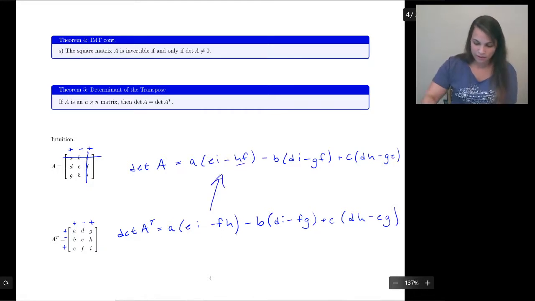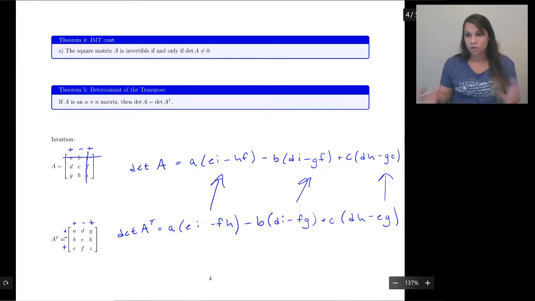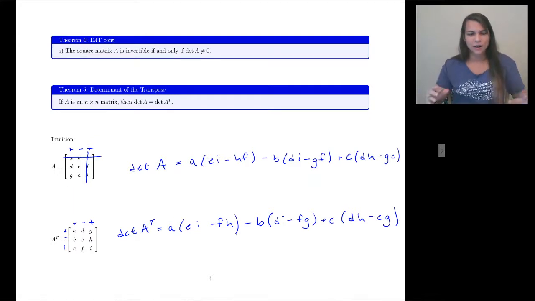The only thing that's backwards is the F times H, and that's fine because F times H and H times F are the same. Same thing for here. Your G and F are backwards and the G and E are backwards, and those are all totally fine. This is exactly the same thing. So it's not exactly a proof, but seeing this makes you think, oh yeah, I can buy that. Sure, I'll trust you.